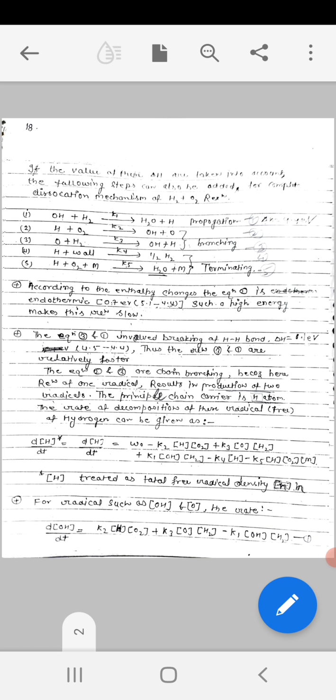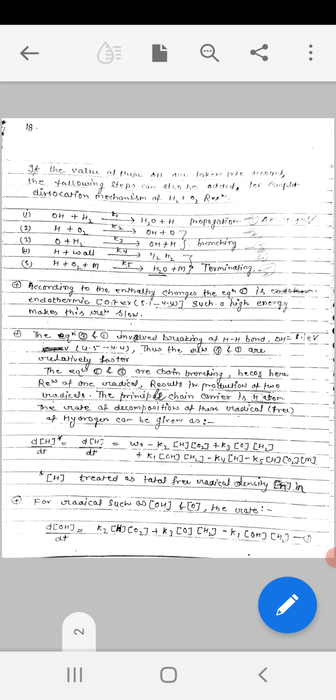In the next step, a hydrogen free radical collides with the wall of the container and is converted into half a hydrogen molecule with rate constant K4. It means this is now in molecule form and is not a radical, so it will not propagate the chain. This is chain termination.